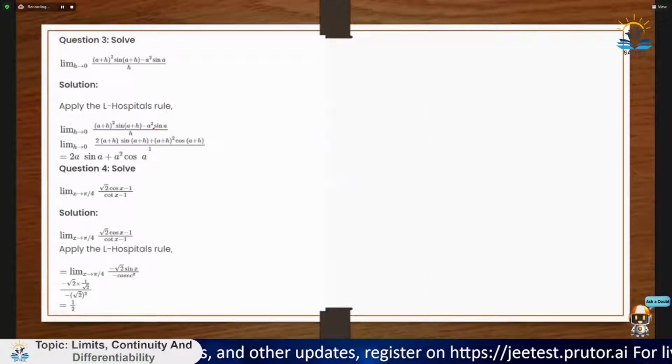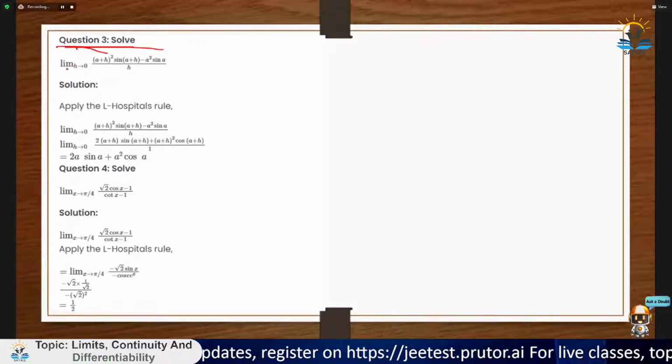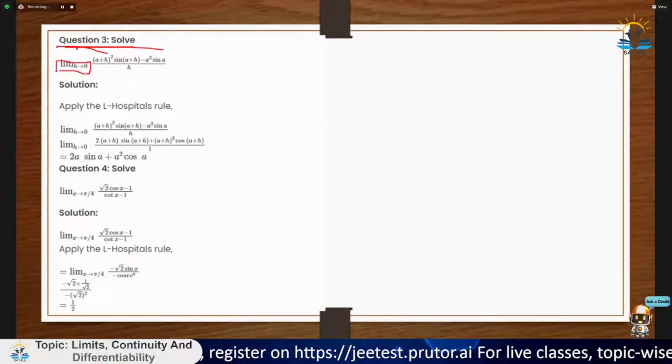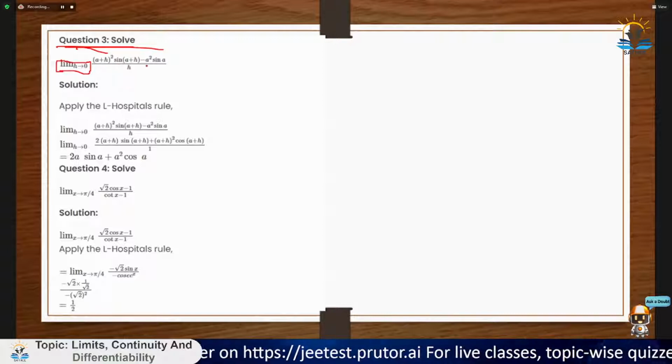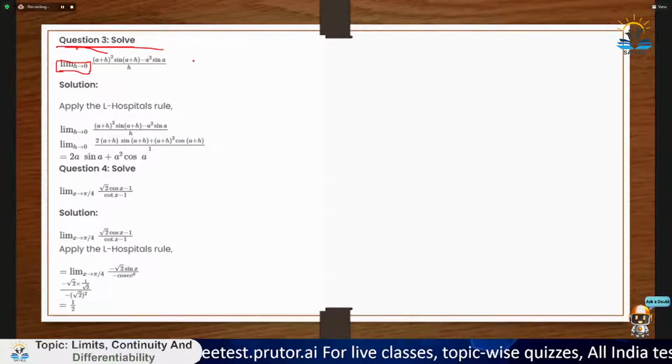So I hope you got it. Let's move ahead to this question. Question number 3. What they're saying: limit of h tending to 0, ((a plus h) square sine (a plus h) minus a square sine a) upon h. So you need to do this thing. So let's do this thing.